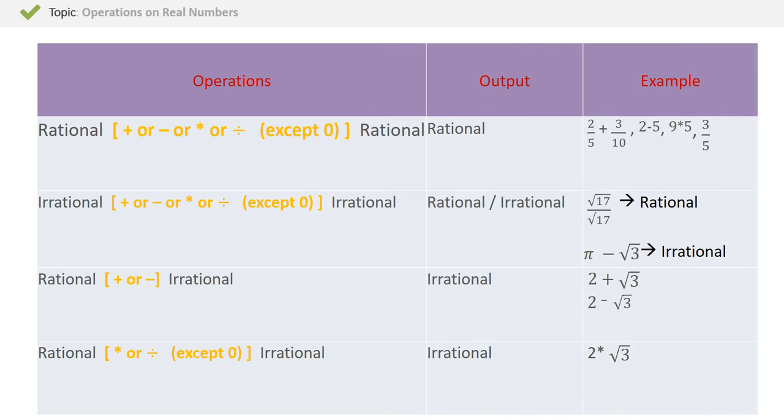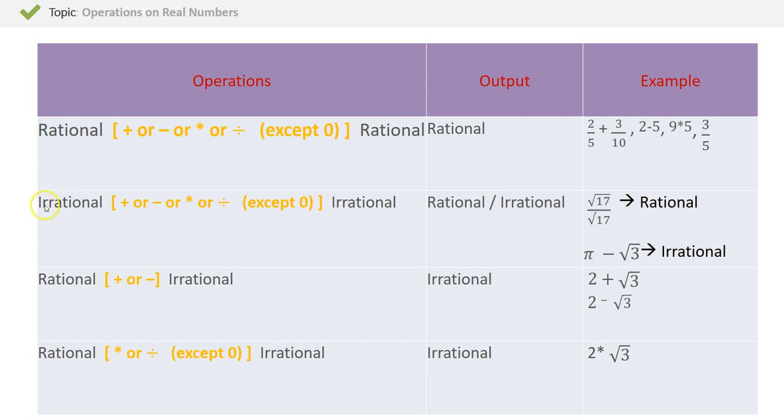So let's try to understand the output for different kinds of numbers compared to the operations we can perform. If you have a rational number and another rational number, and you add them, subtract them, multiply them, or divide them except 0, what you get as an output is a rational number. Here are some examples. 2 by 5 plus 3 by 10 will give you a rational number. 2 minus 5 will give you a rational number. 9 multiplied by 5 gives you a rational number. And 3 by 5 also gives you a rational number.